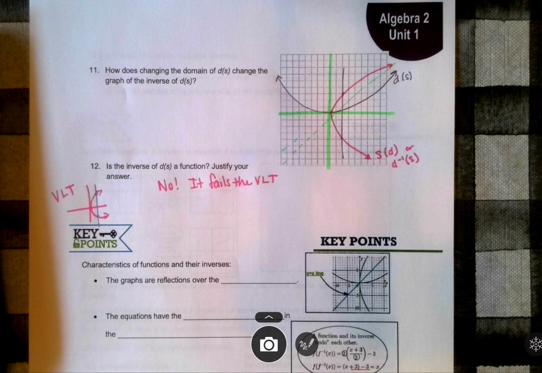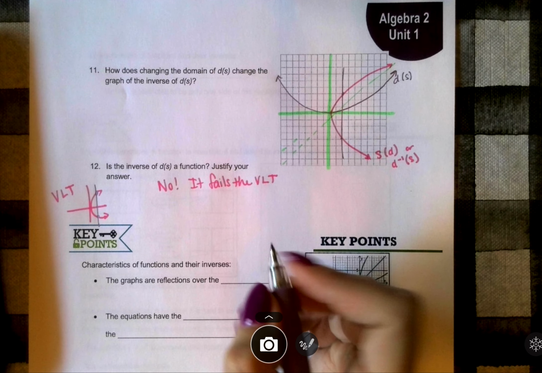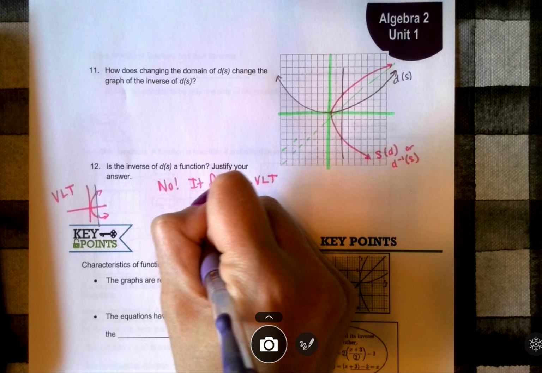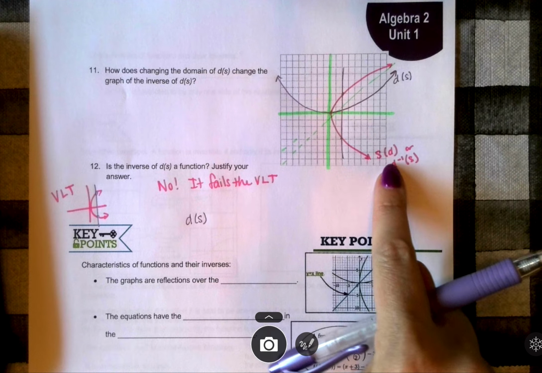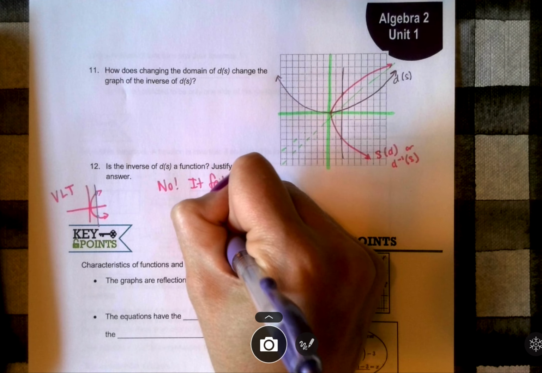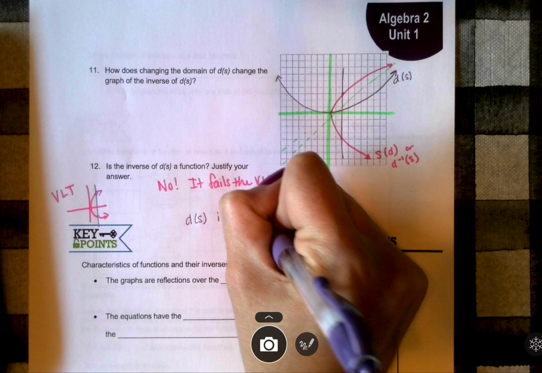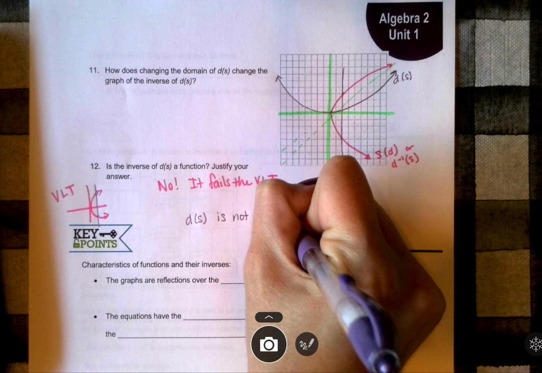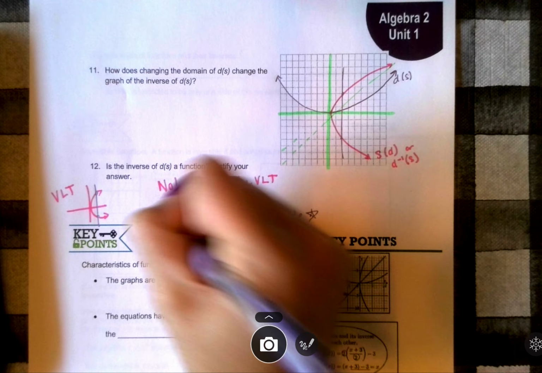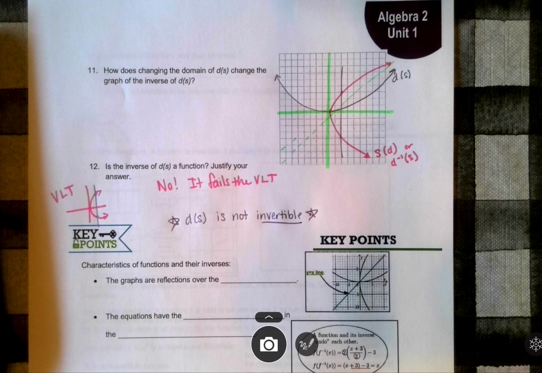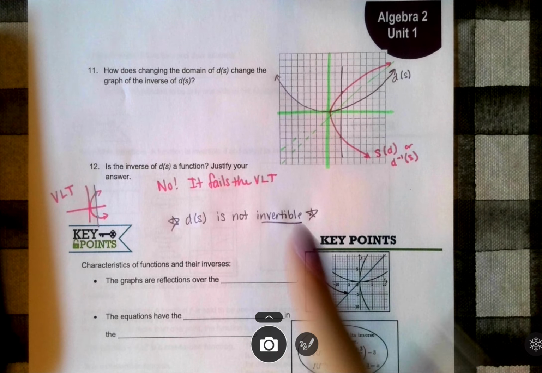And so something I want you to add for number 12, this is going to be a new vocab word. d of s, our purple function here, and then we did the inverse in the pink. We would say it is not invertible. So invertible is going to be a vocab word. d of s is not invertible. We're going to put a definition for invertible at the end of our key points.